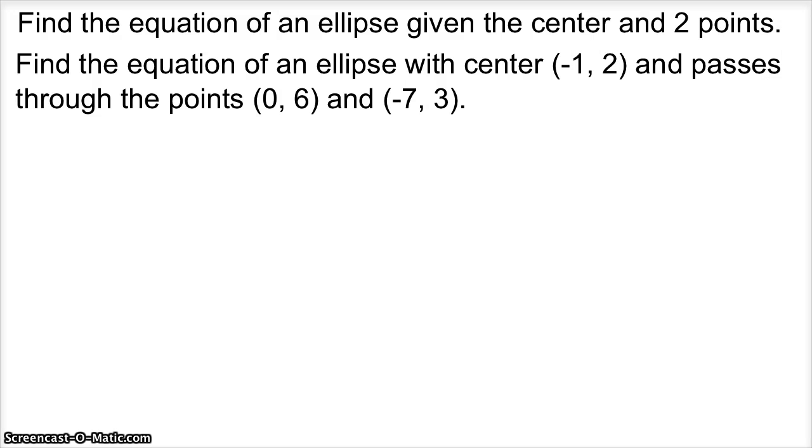In this video, I'm going to show you how to find the equation of an ellipse if you're given the center of the ellipse and 2 points. In the problem here, my center is -1, 2, and it passes through the point 0, 6, and it also passes through the point -7, 3.